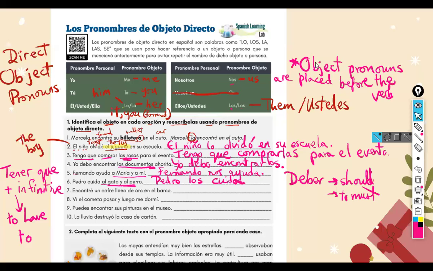Let's just go over a few rules for where object pronouns are placed. I apologize, everybody coughing.